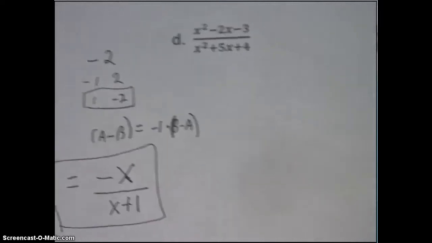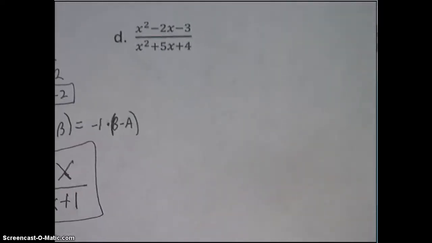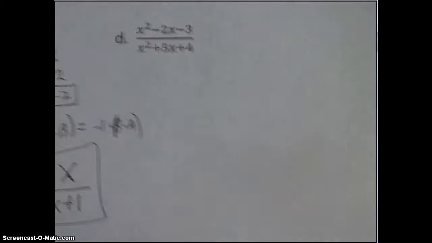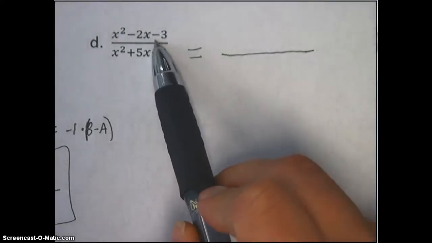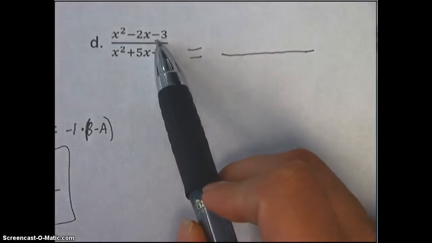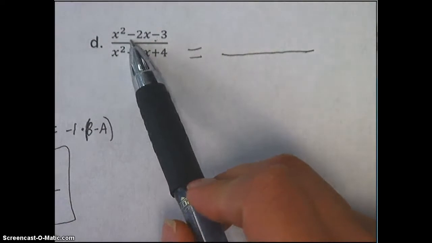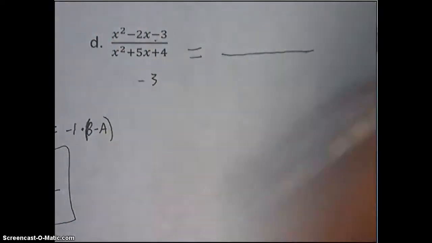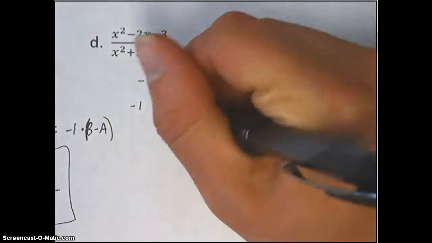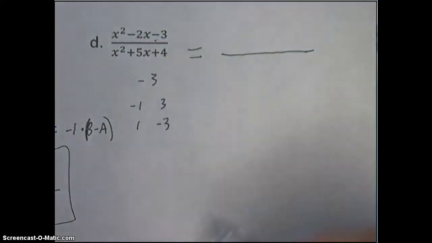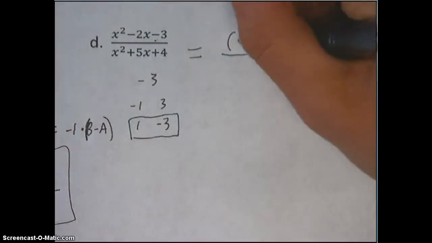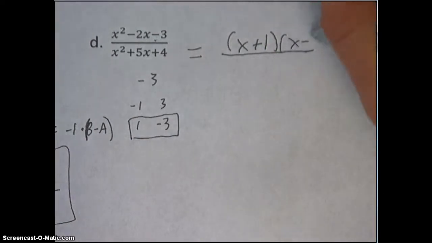Let's talk about part D here. It looks bad, but it's actually not, because we're just doing simple factoring on the top and on the bottom. So I'm going to write my fraction here. And on the top, I'm looking for two numbers that multiply to negative 3, but add to negative 2. So let's think of the factors of negative 3. Let's see, that would be negative 1 times 3 or positive 1 times negative 3. Which one adds to negative 2? Well, that's this one right here. So these are the two factors I should use on the top, x plus 1, x minus 3.